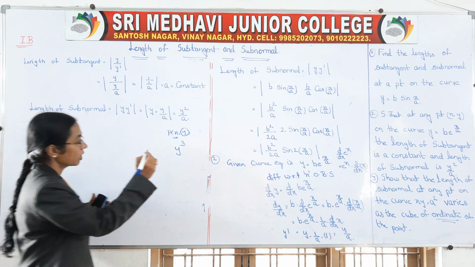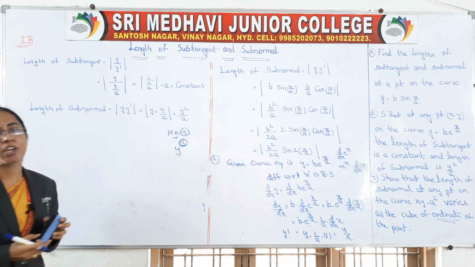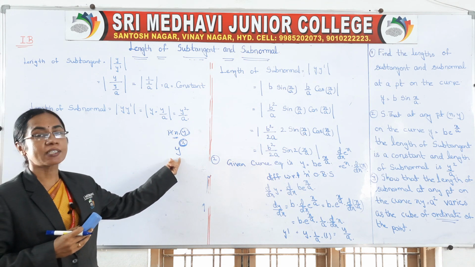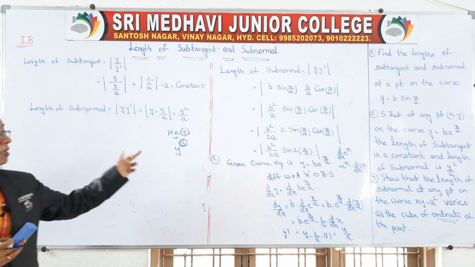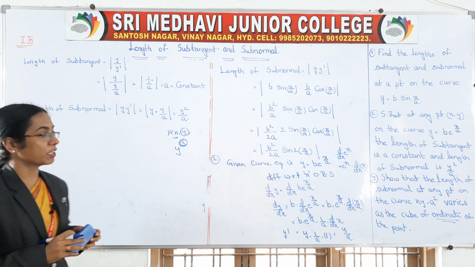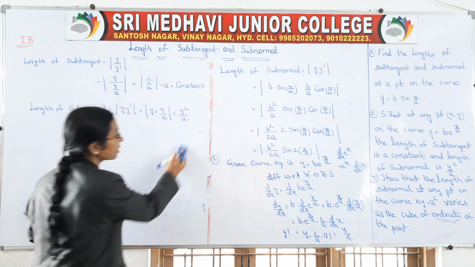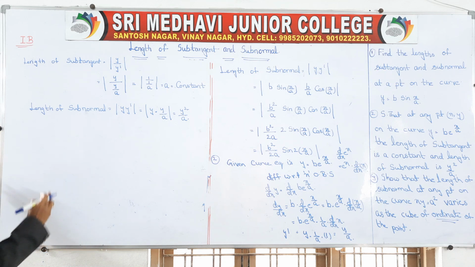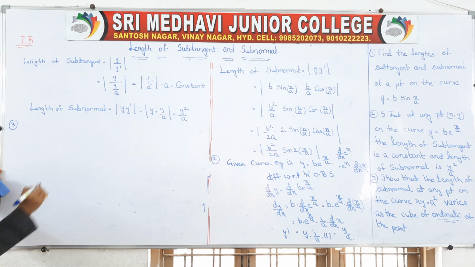Cube of the ordinate, right? So cube means to the power of 3. Ordinate means y. Okay, so your length of subnormal must be proportional to y cube. Come on, let us see whether it is correct or not. So third question, what is the given curve equation? It is xy is equal to a square.